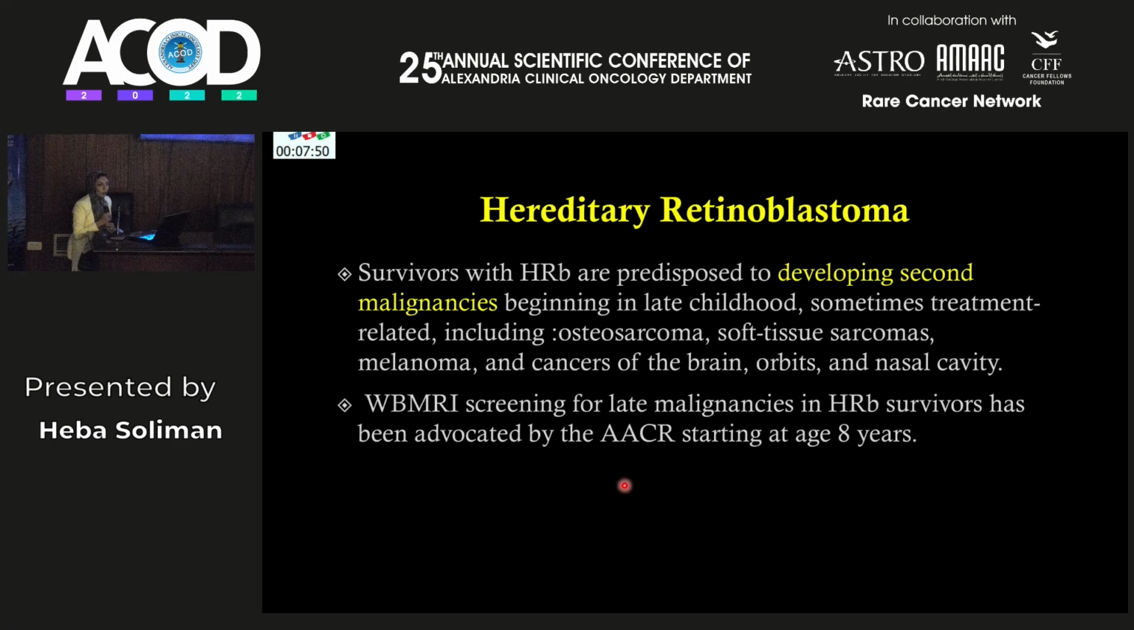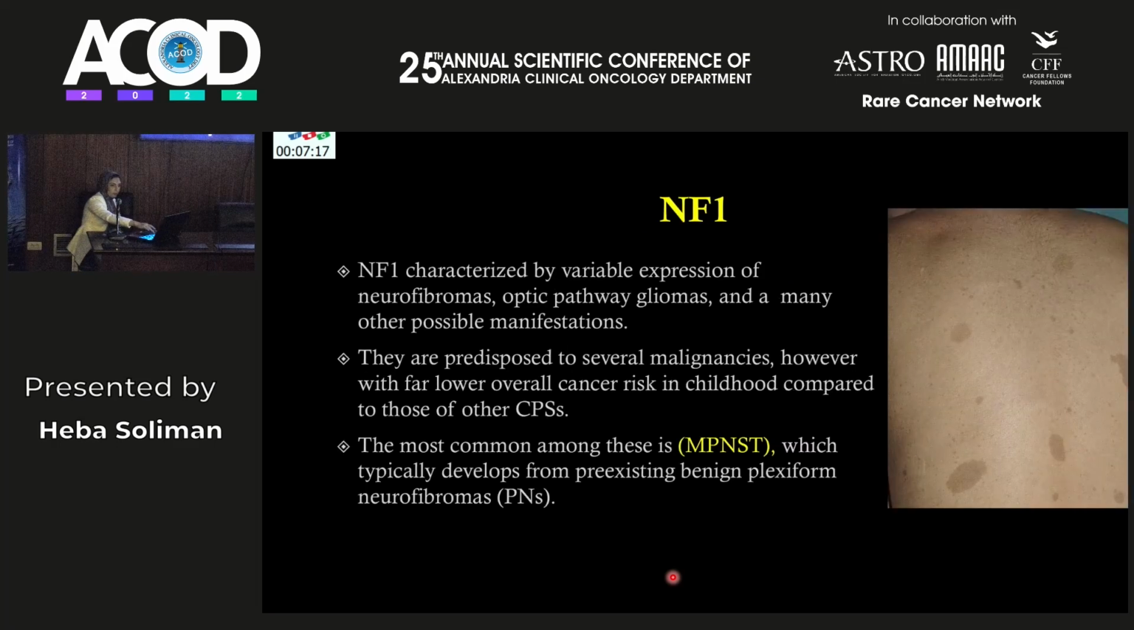Also, the survivors of hereditary retinoblastoma are predisposed to develop a second malignancy in late childhood, sometimes treatment-related, as after radiotherapy, including osteosarcoma, soft tissue sarcoma, melanoma, and cancers of the brain, orbit, and nasal cavity. Whole body MRI screening for late malignancy in hereditary retinoblastoma survivors has been advocated by the AACR starting at the age of 8 years, providing a radiation-free tool for screening.